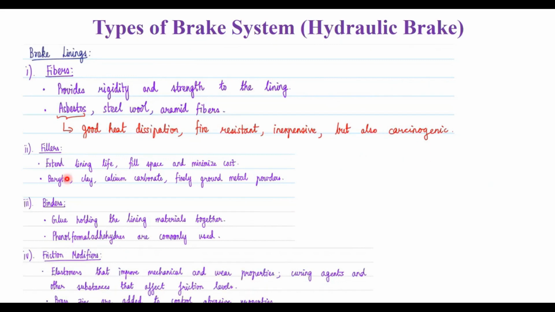You need to use the proper fillers, binders, and friction modifiers when you're going for the brake linings. For example, the fillers should have high life. It should fill the space and have minimum cost. It can be made up of barytes or clay or calcium carbonate or finely ground metal powders. The binders, basically the phenol formaldehyde binders, are commonly used. They should have the glue holding ability, where the glue should hold the lining material together.